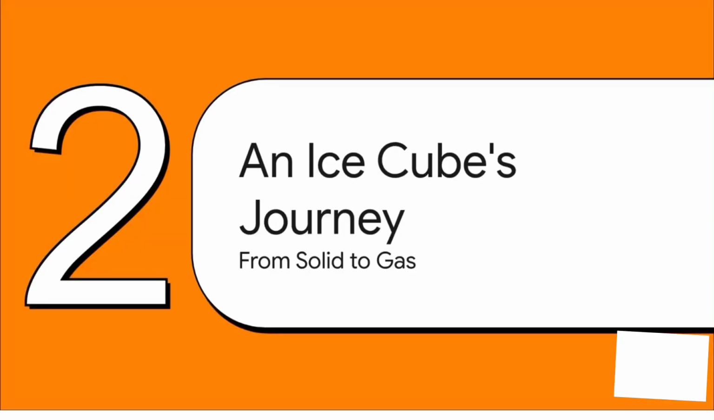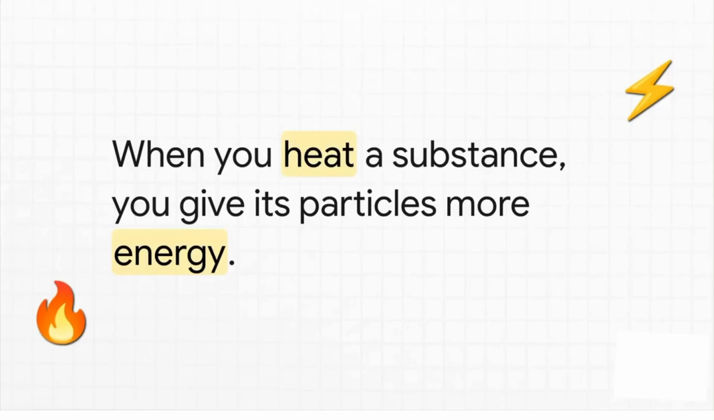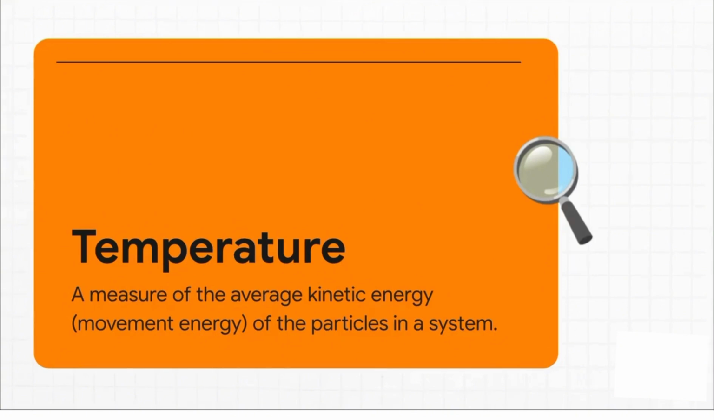Okay, so we've got the dance moves down. Now let's put it into action. Let's imagine we have a single ice cube, and we're going to follow its journey from a solid all the way to a gas, step by step. Here's the number one rule you have to remember. When you heat something, anything, you're not just making it hot. What you're really doing is pumping energy directly into its particles. So what do they do with all that new energy? Well, they start moving faster, and that right there is what temperature actually is.